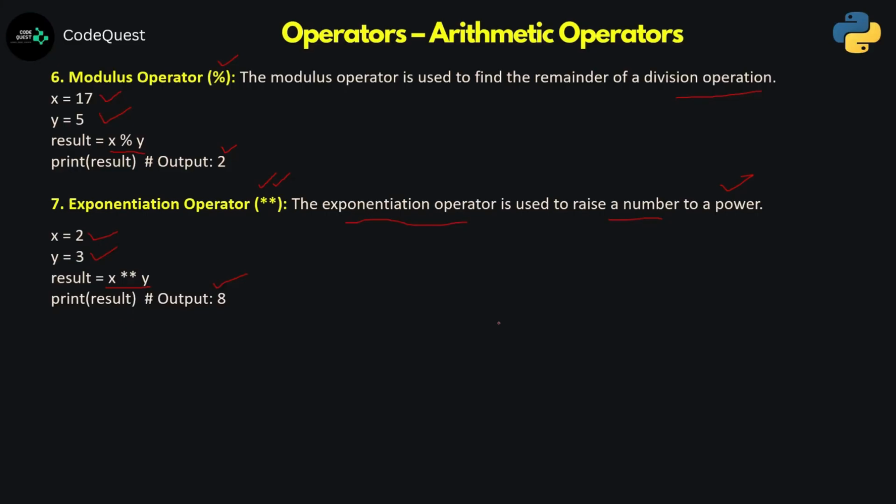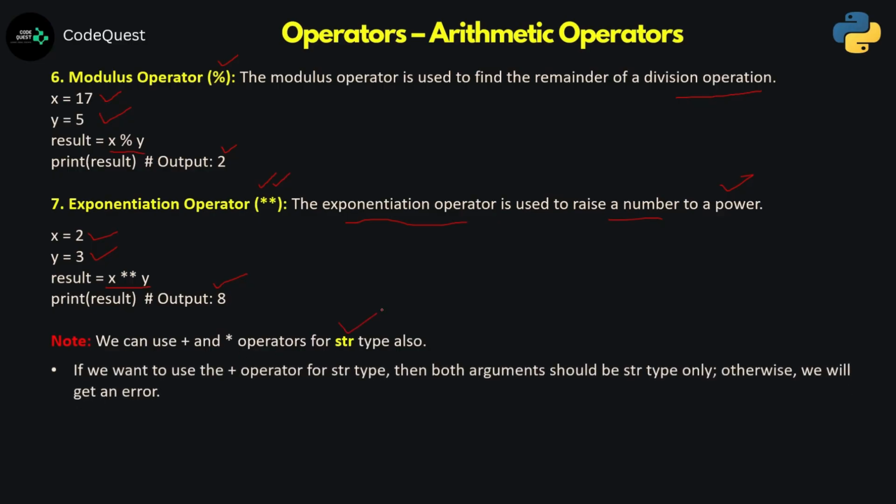We can use both plus and asterisk on string type also. So if you are using the plus operator on a string type, then both the arguments should be string type only. Otherwise, it will give an error. So I can join, this plus is going to act like joining of two strings together. And for that, both the arguments should be string type.